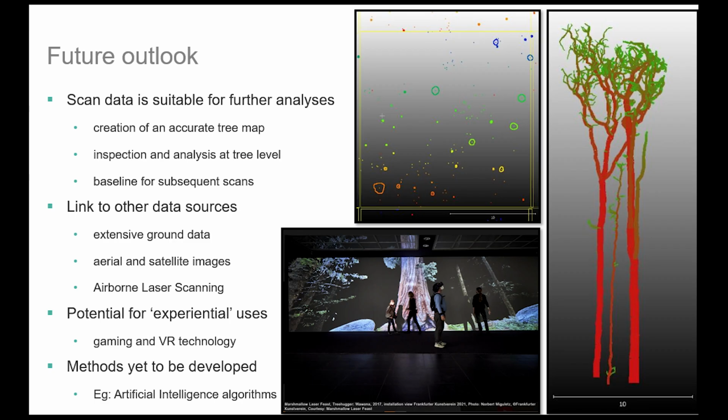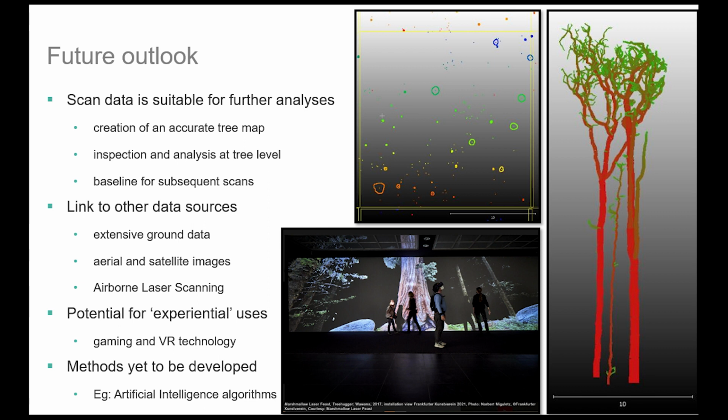The data has a huge potential for further analysis and it creates the baseline for following scans. We can create accurate tree maps or even have a closer look at individual trees. And it is possible to link this data to other data sources, like, for example, the ground and field measurements, which were mentioned in the talk before, or also to satellite images or aerial laser scanning.